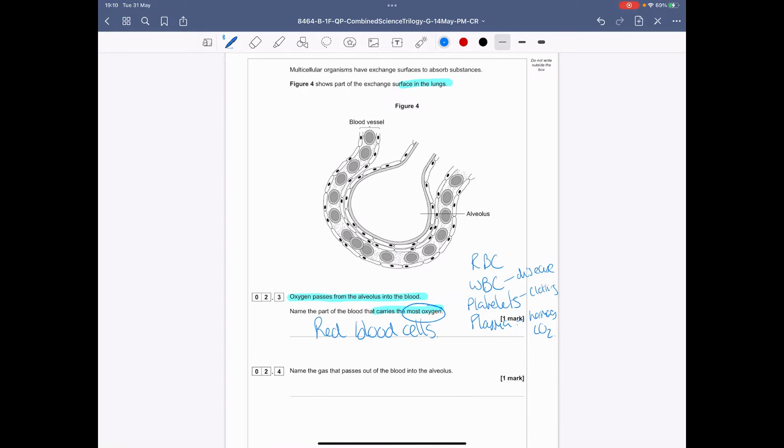Name the gas that passes out of the blood in the alveolus. So if oxygen's going in, you then have carbon dioxide diffusing out, because that's the gas that we produce from respiration and we want to get rid of.